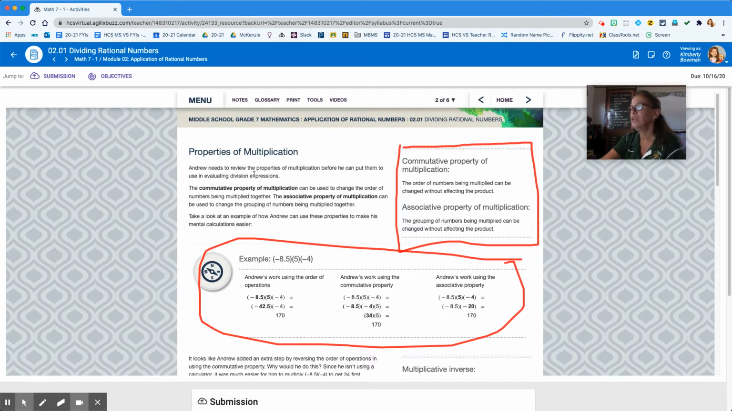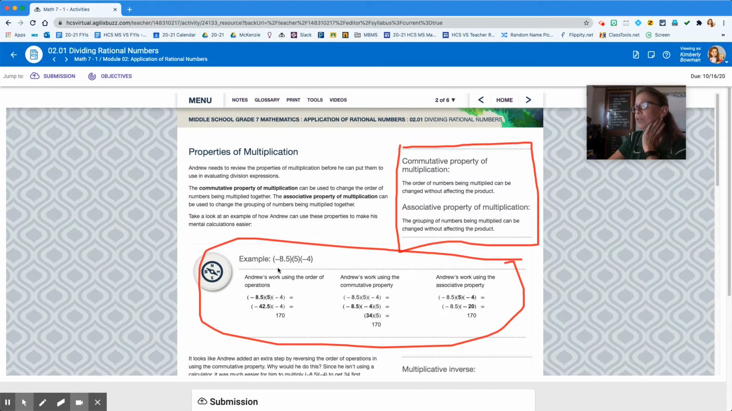Anyway, it says Andrew needs to review the properties of multiplication before he can put them into use in evaluating division expressions. It says the commutative property of multiplication can be used to change the order of the numbers being multiplied together, and I've spoken about that in our meetings. The associative property of multiplication can be used to change the grouping of numbers being multiplied together. Taking a look at an example of how Andrew can use these properties to make his mental calculation easier.